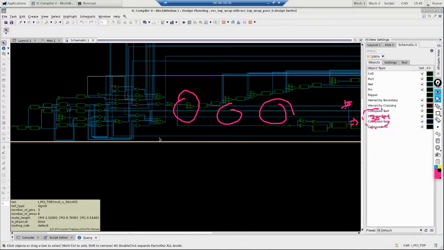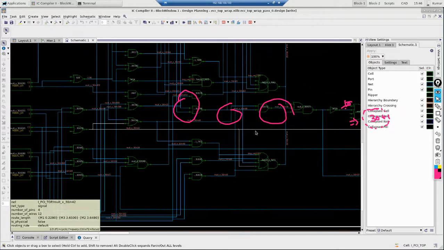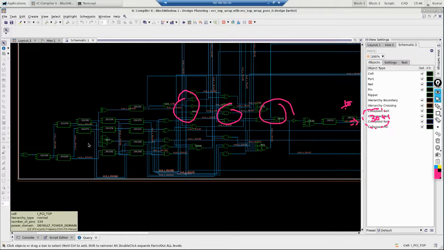So you see here there is a NAND gate, and another NAND gate here, a NOR gate, and these are something like OAI. There is a cell called OAI, which is OR-AND-Invert. So this is how your design schematic would look.